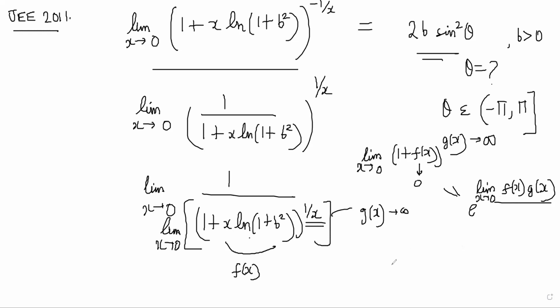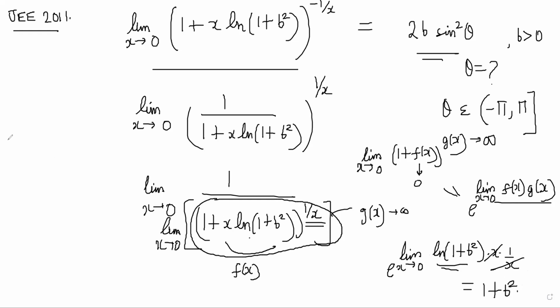Multiply them, so you'll get e to the power limit x tends to 0 of ln(1 plus b square x) into 1 by x. The x and 1 by x cancel, and it is simply ln(1 plus b square). There's no x term here. So it is e to the power ln(1 plus b square), which becomes simply 1 plus b square. So this denominator is tending to 1 plus b square.